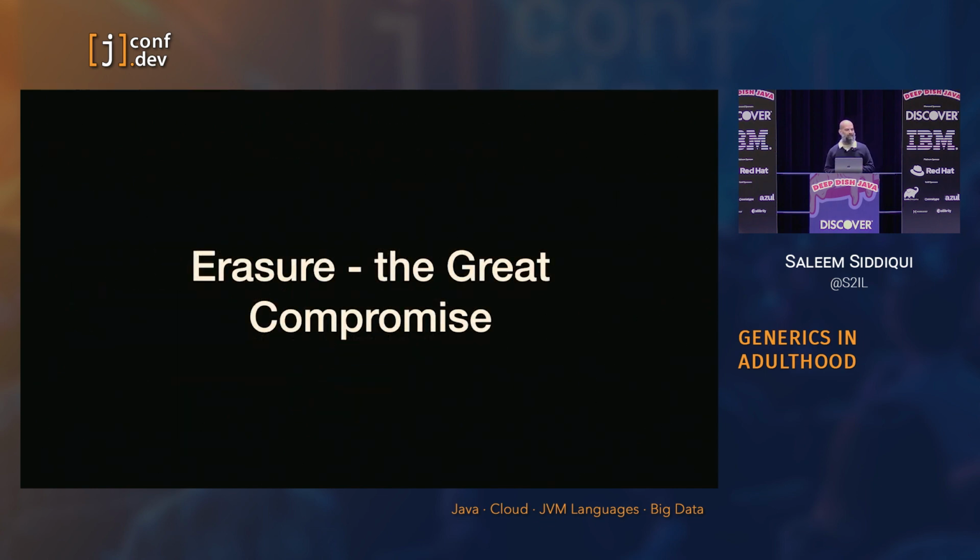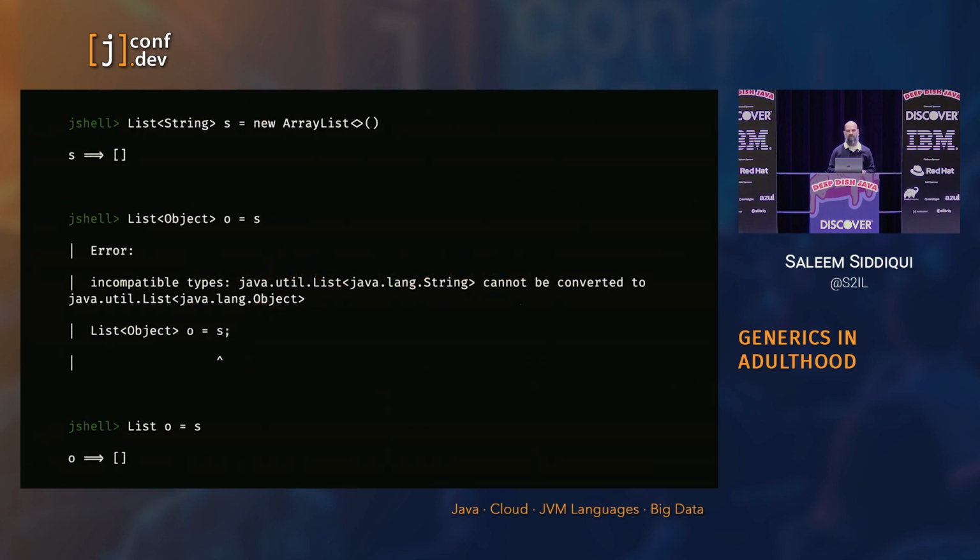Now, erasure was the great compromise. It was necessary to basically keep Java running and running Java applications not stop working. But it is a huge compromise because imagine all of this information that is available at the source code level in the compiler is absolutely unavailable to the runtime environment. In the runtime, there is no generics information whatsoever. It's already thrown away by the time bytecode is generated.